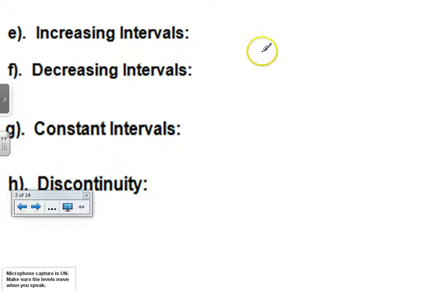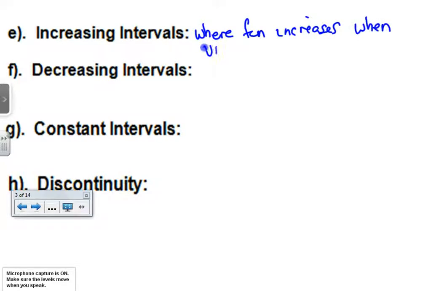The increasing interval, it's a little hard to write a definition of an increasing interval. We're going to show it in the next few examples. It is where the function increases, not a great definition, when viewed left to right. Now, you might want to make a note, increasing intervals, even though it's asking about the function, which is the y values, the way it looks is that it's a domain interval. We'll talk about this in a second.